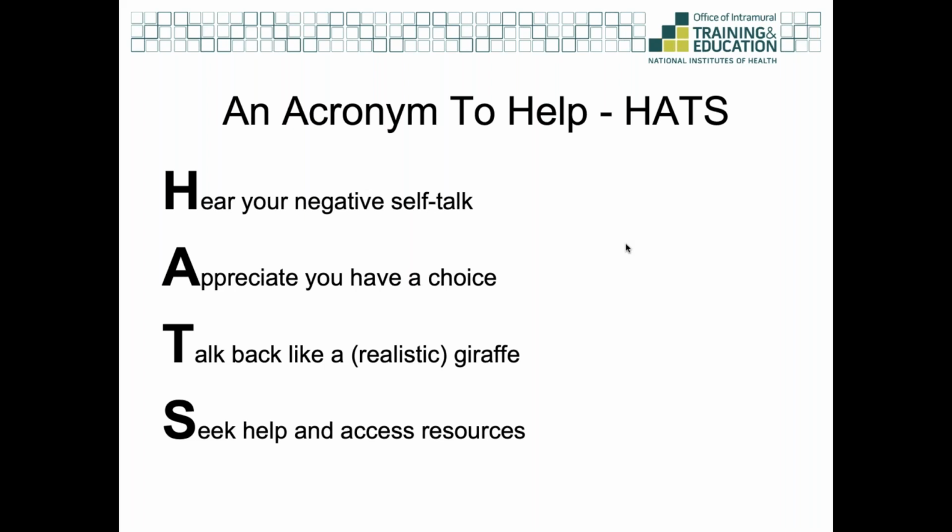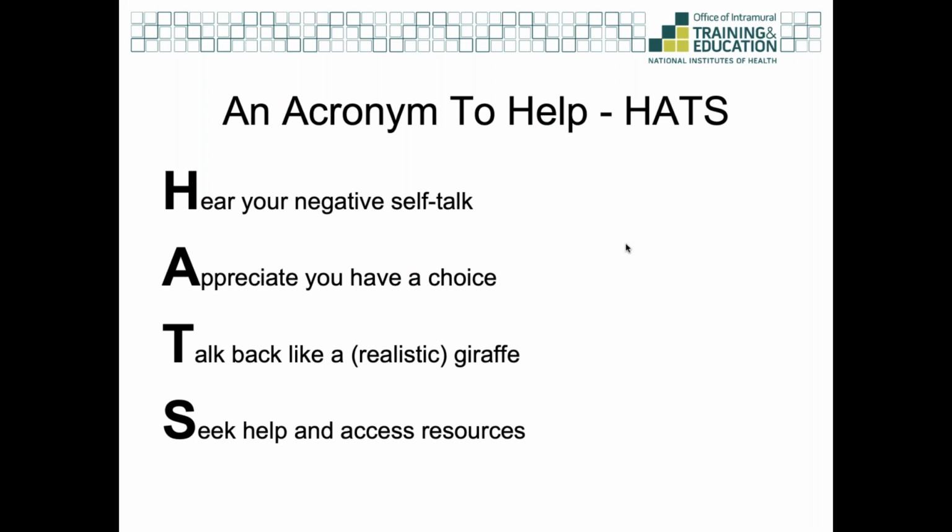Now, I think it's also important to talk back like a realistic giraffe, right? I don't think we should just say, "C, no big deal, okay, I got a C, oh well," because if it's a class that matters to us, we want to get a B on the next exam or an A on the next exam.